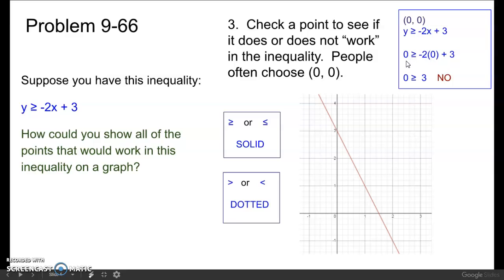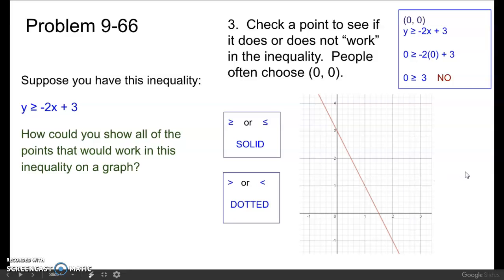So when I have my 0, 0 here, I have 0 is greater than or equal to 0 plus 3, or 0 is greater than or equal to 3. No, that's not true. So that means 0, 0 does not work in this inequality. So if I were going to shade some things in, I would make sure that the 0, 0 was not shaded in. What we do is we end up shading in one side of the line, and you can see I'm sort of doing this with my arrow. If I were shading this in with a pencil, I would shade in this side, the side that does not have 0, 0 on it.